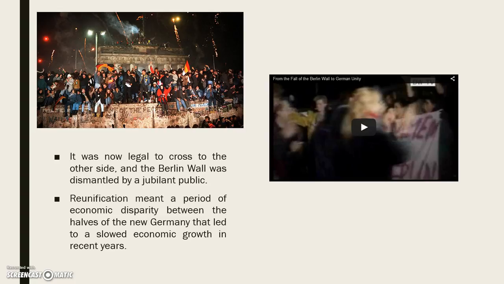Reunification meant a period of economic disparity between the halves of the new Germany that led to a slowed economic growth in the recent years.